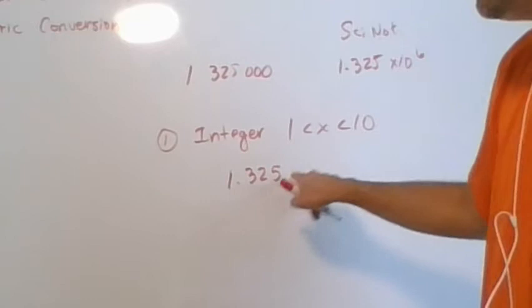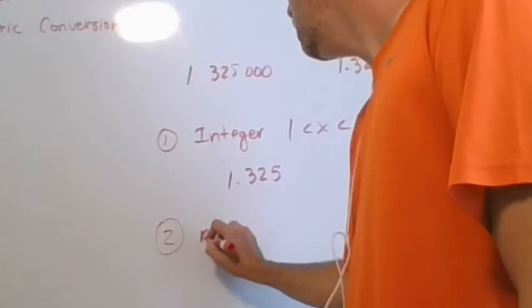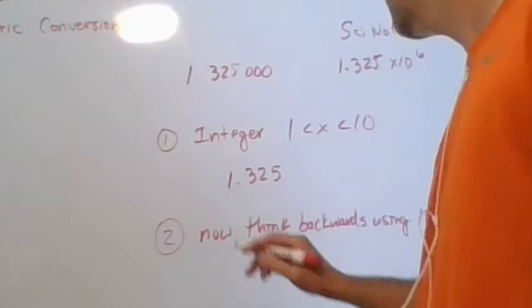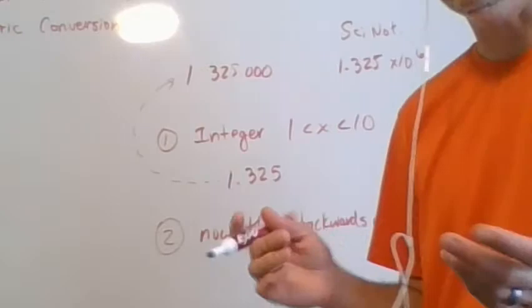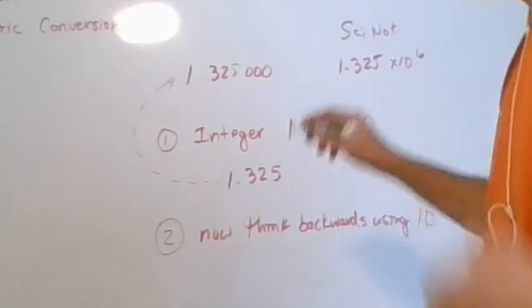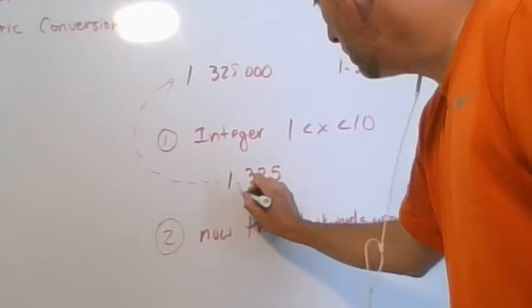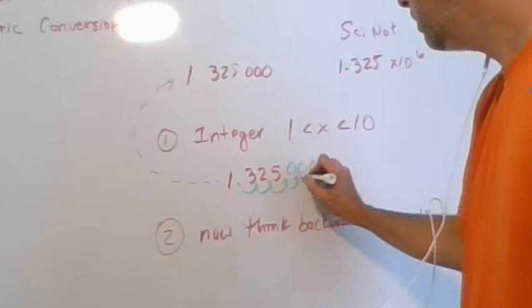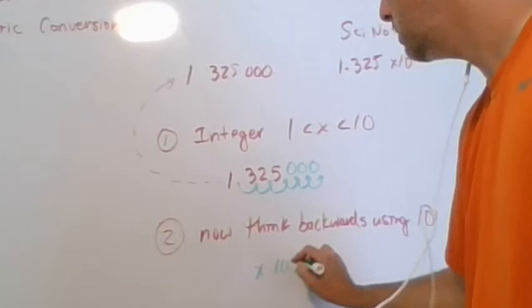So I always will say, now think backwards using 10. So what I mean by that is, how do I get this number back to that number? How do I actually make it show up? And so with a different color, I'm going to kind of show you how I would go about that. So I want this number, this 1.325, to be what I started. Well, then I would move my decimal 1, 2, 3 spots, would take me to the 5, but I don't want that. I want 3 zeros. 4, 5, 6. So now I know it's times 10 to the 6, but is it -6 or +6?